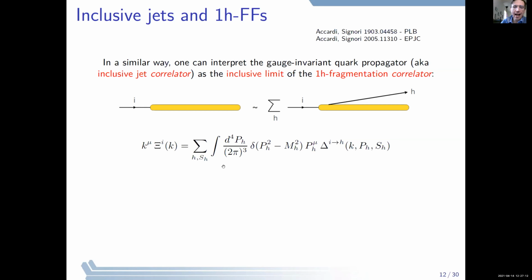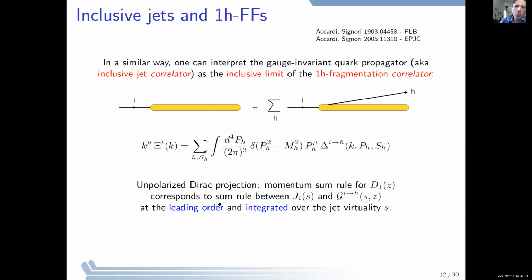But you can also project out the Dirac structure contained in the Xi and Delta correlators. And if you do that, you can obtain on the right-hand side the fragmentation function, for example, and then you obtain on the left side the sum rule for this. For example, if we project with the gamma minus Dirac matrix, we obtain the unpolarized D1 and a sum rule for that one. We will see that one. The sum rule, which we all know, the momentum sum rule for D1, also corresponds to the sum rule between the inclusive jet function J and the fragmenting jet function.